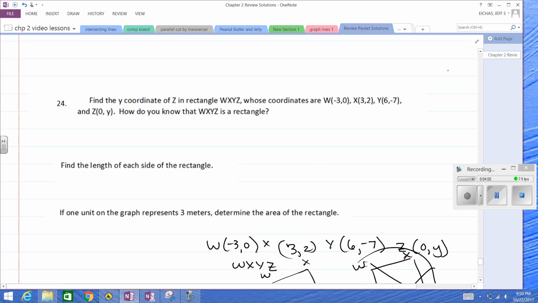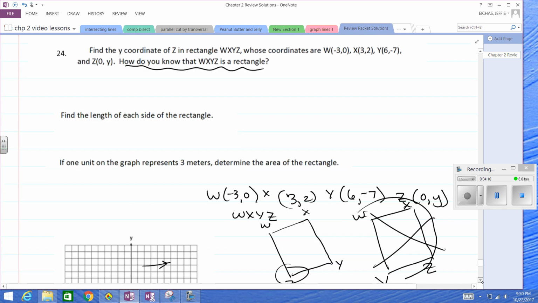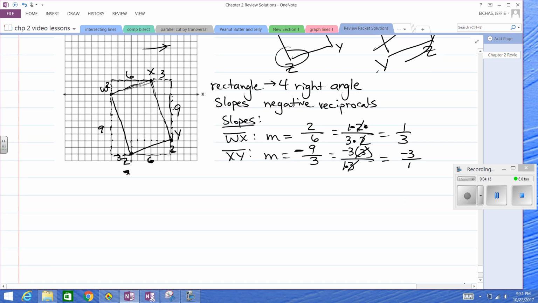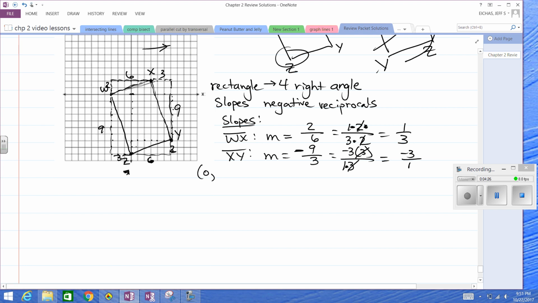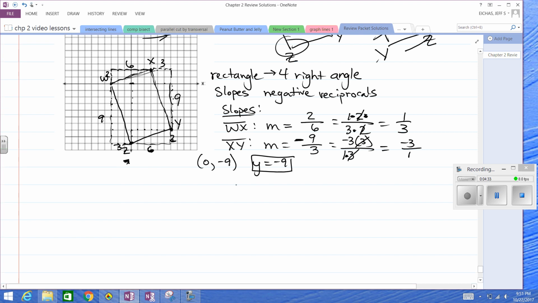All right. How do you know that WXYZ is a rectangle? So we got to find Y. And then how do we know it's a rectangle? So Y, 1, 2, 3, 4, 5, 6, 7, 8. Looks like negative 9. We think Y is negative 9. So let's finish it off. YZ. Slope is again 2/6. And WZ.